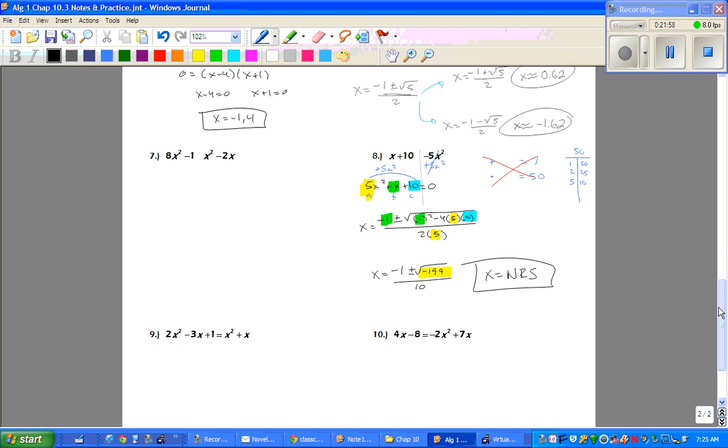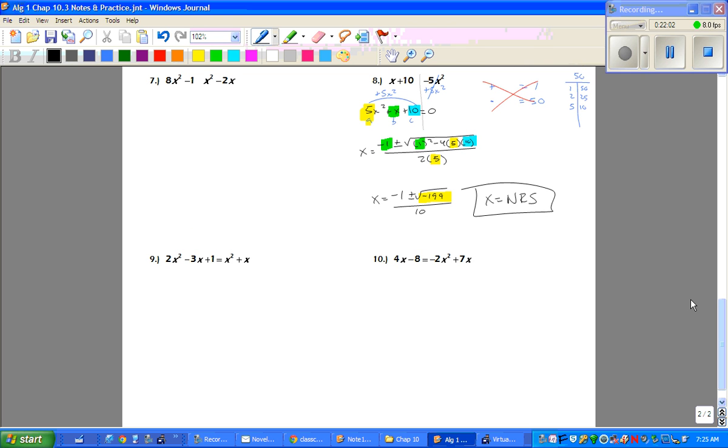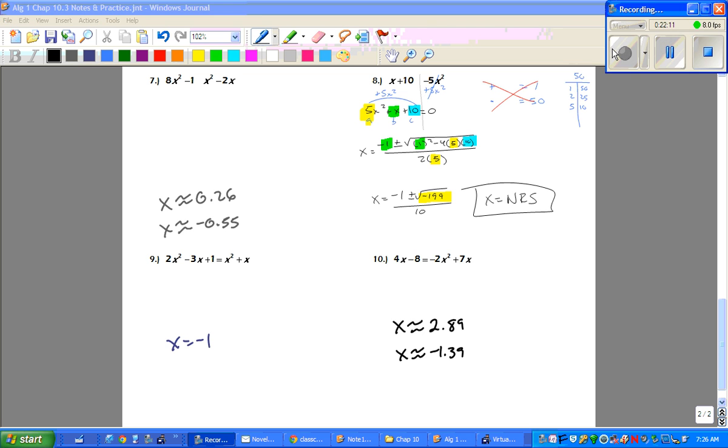Now, for all of you guys, if you want to try these other 3 problems, I'm going to put the answer up in a second. So if you want to try them, pause it, and good luck. Okay, and there are all the answers.